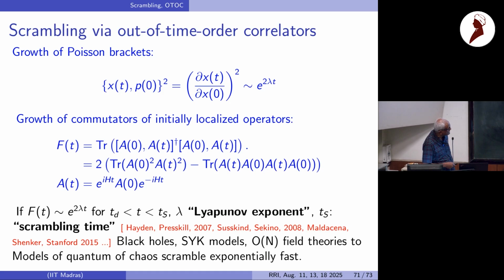Here we have a more peculiar correlation involving time 0, 0, time t, 0, time t again, and 0. So this is said to be an out of time order correlator because the times here are not ordered. But you can see it is very closely connected to how the commutators grow.